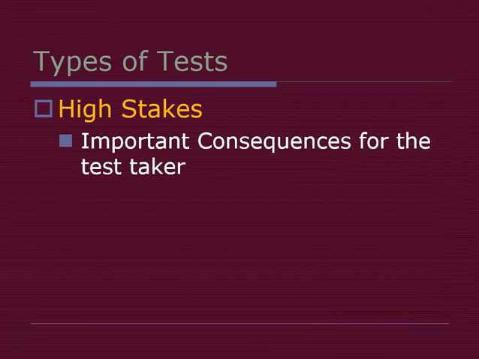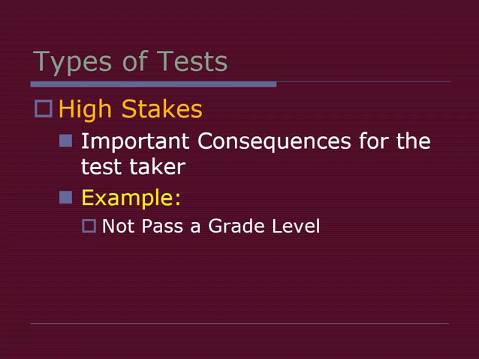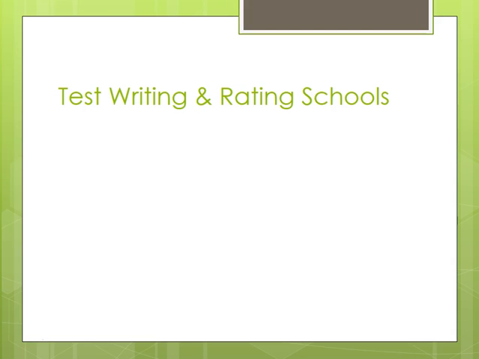Other things we can say about labeling types of tests are what are known as high-stakes tests. A high-stakes test is a test with important consequences for the test taker. So oftentimes this means that if you don't pass the test, you don't move on to the next grade level. That's probably the highest of the high-stakes tests, but it is some type of significant consequence for the test taker.